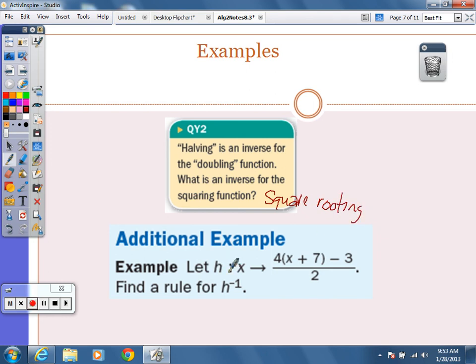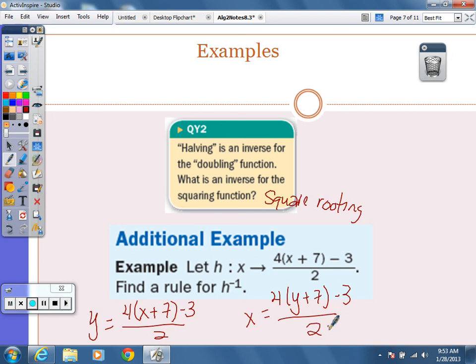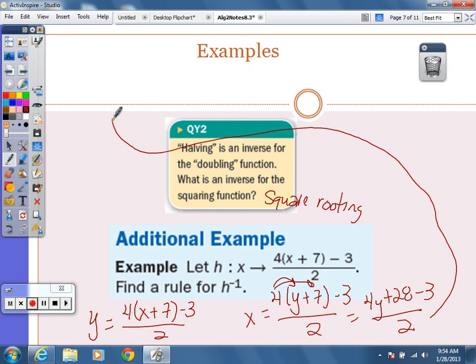They would like us to find the inverse of h of x here. Well, the original function is y equals 4 times x plus 7 minus 3 all over 2. To find the inverse, we switch x and y and solve for y. So x is 4 times y plus 7 minus 3 all over 2. Okay, step 1 is to multiply both sides. Actually, I would probably clean this up first. This is optional. 4y plus 28 minus 3 over 2. I'm going to go up here. This is a little bit out of order here. 4y plus 25 over 2.